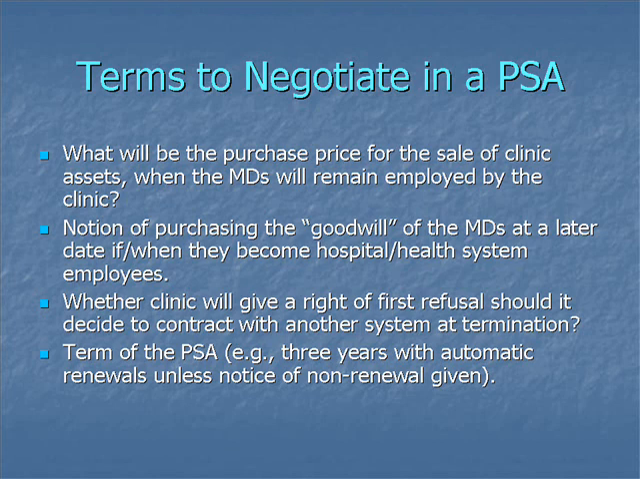The term of the PSA, most PSAs that I deal with tend to have a 3-year term or maybe a 5-year term, but they're typically not a long-term agreement because people simply don't know how long the physician compensation model in these PSAs is going to remain viable. So they typically have a relatively short term, 3 years with maybe an automatic renewal unless one side or the other gives notice of non-renewal.